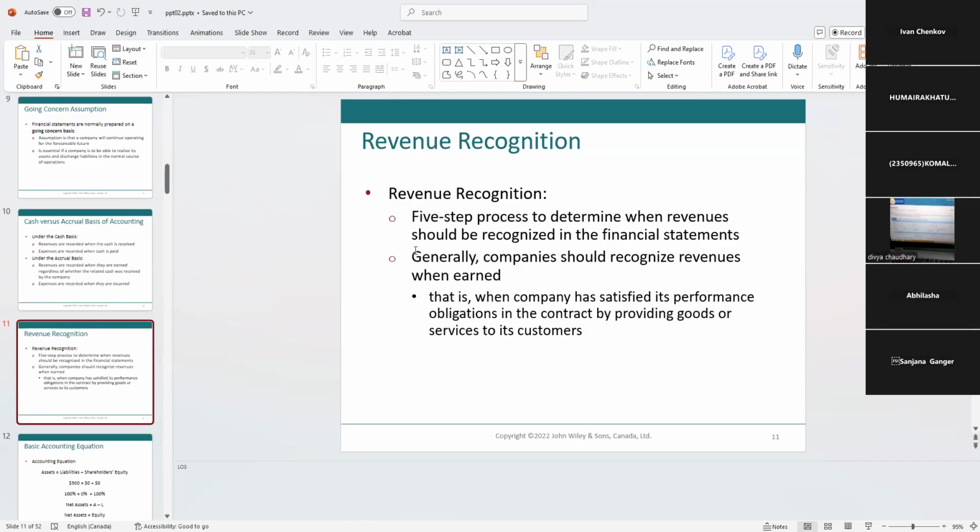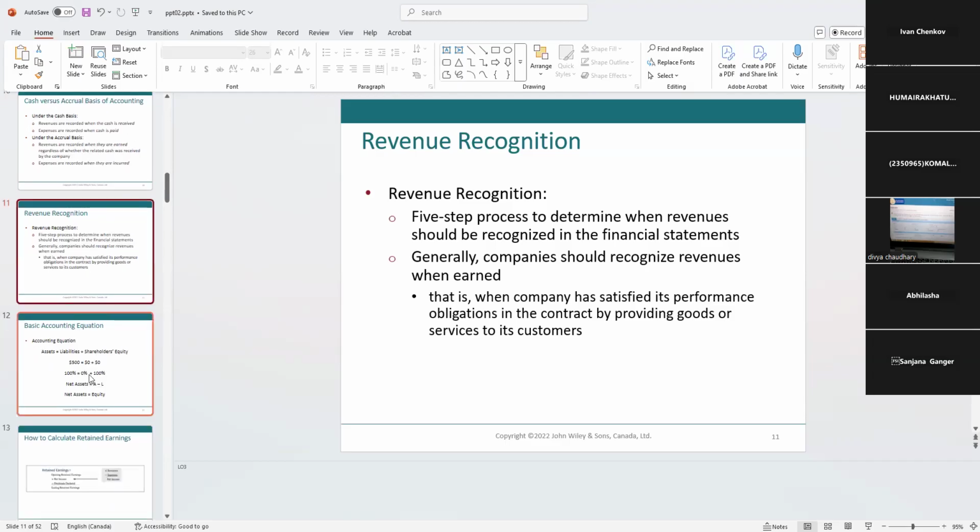The general thing that I want you to remember is that revenue is recognized when the service is provided or when the goods are delivered to the customer, not when the cash is paid by the customer.